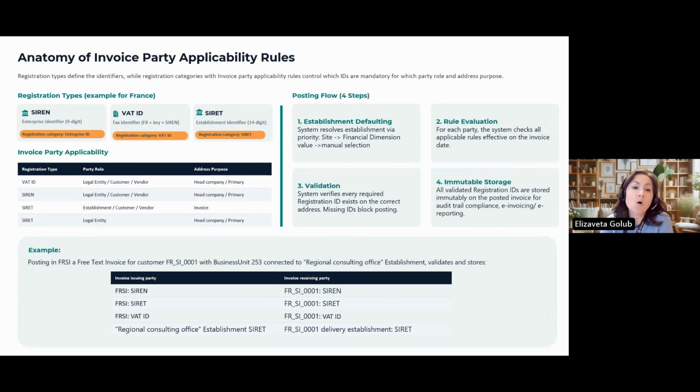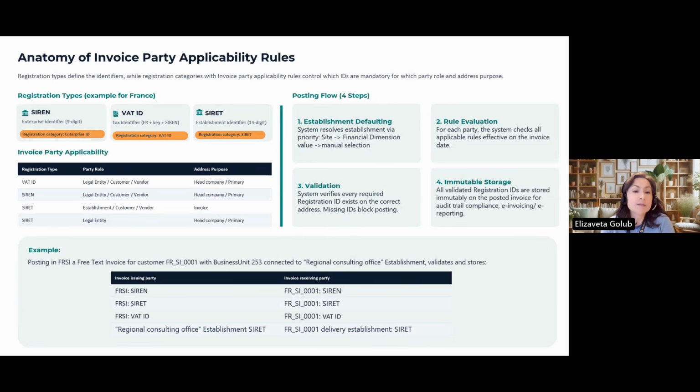Behind the scenes, all of this is driven by newly introduced invoice party applicability rules. Registration types define what the identifier is, for example, VAT ID or CRAN or CRAT for France. Registration categories, in their turn, are extended with these applicability rules, which define for which invoice party role and on which address this registration type must be defined and immutably stored on invoice posting.